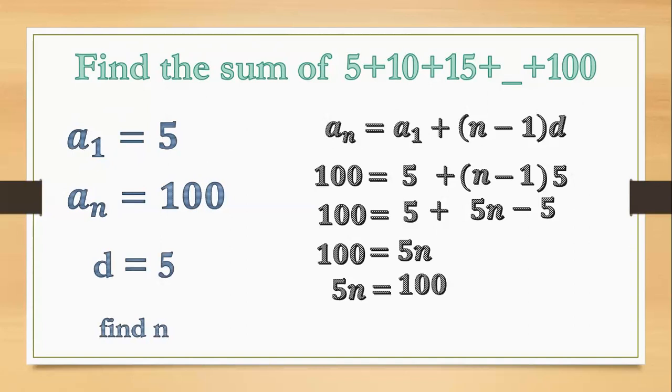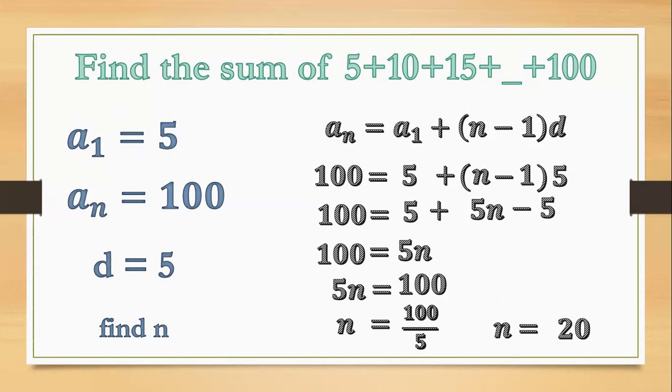Interchange natin para mas madali. 5n equals 100. Then divide both sides. Since ito ay times, magiging divide. So 100 divided by 5 equals 20. So there are 20 terms from 5 up to 100.